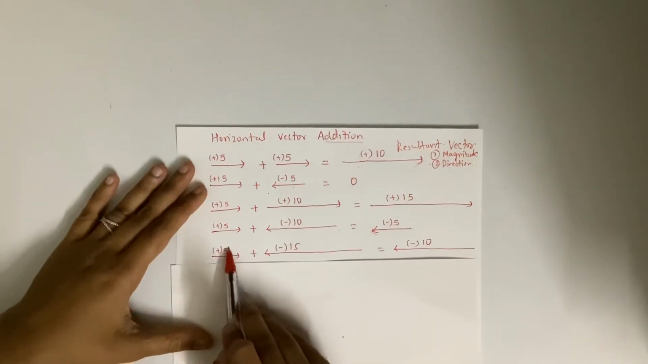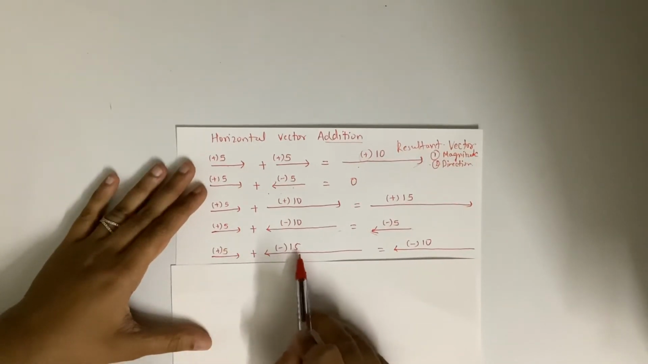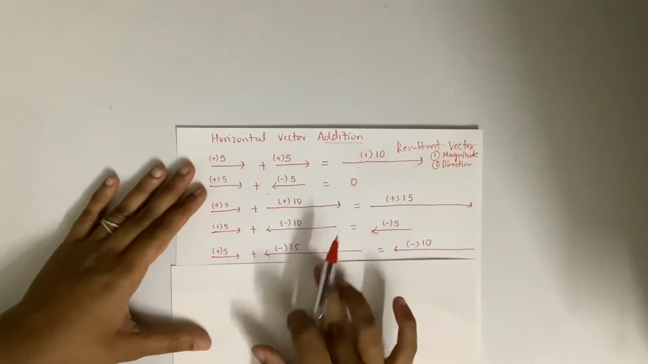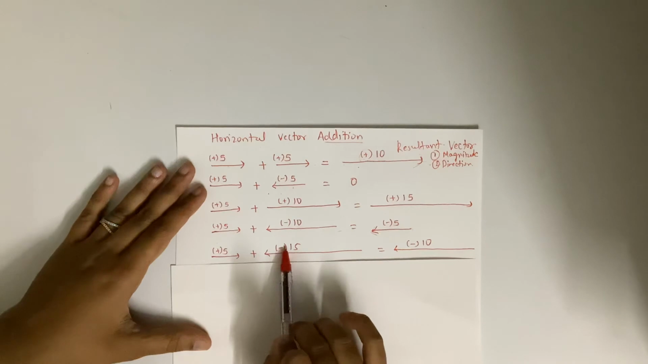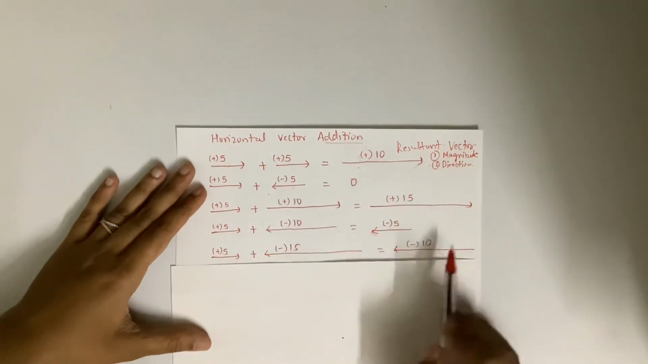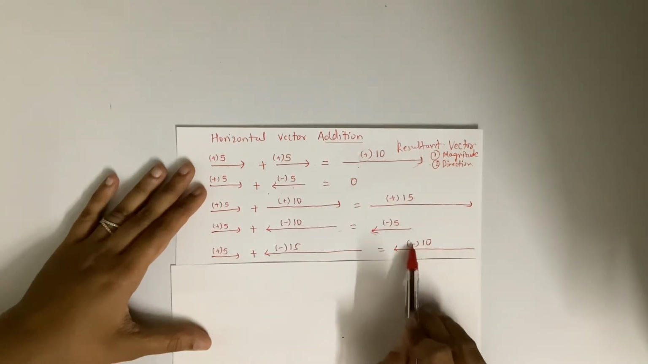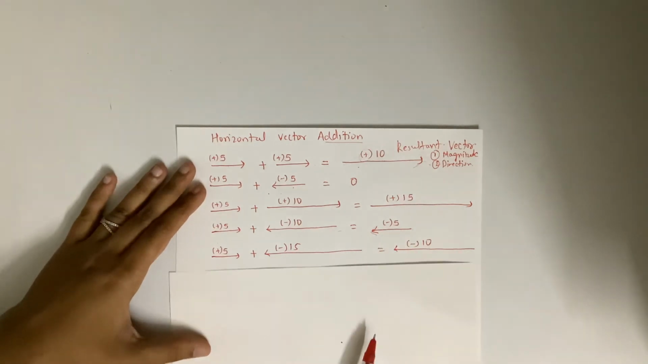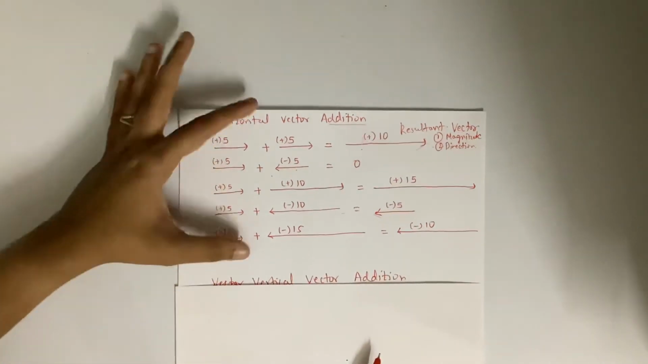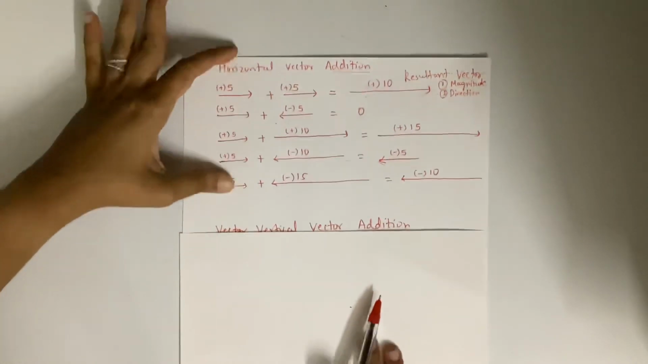Next is plus 5 and minus 15. One is towards the right and the other is towards the left. So one is going to be positive, the other is going to be negative, and plus 5 minus 15 is going to give us minus 10. Because here it is minus, it is going to point towards the left-hand side direction. And this was with respect to horizontal vector addition.